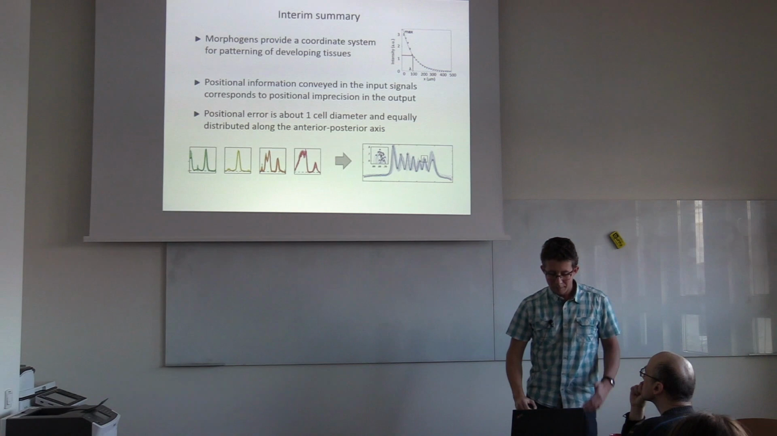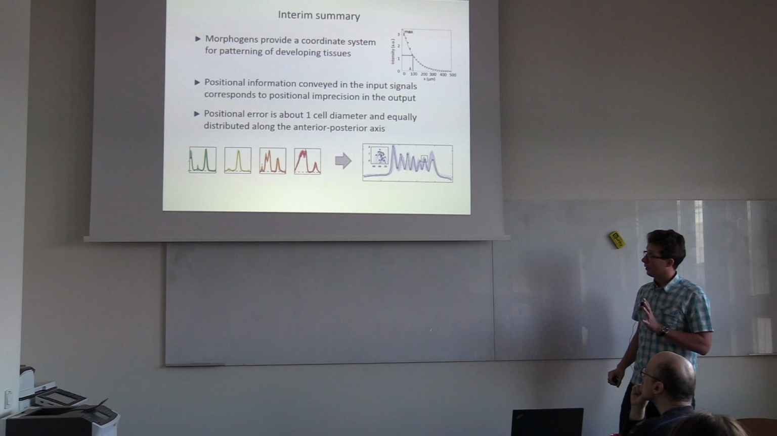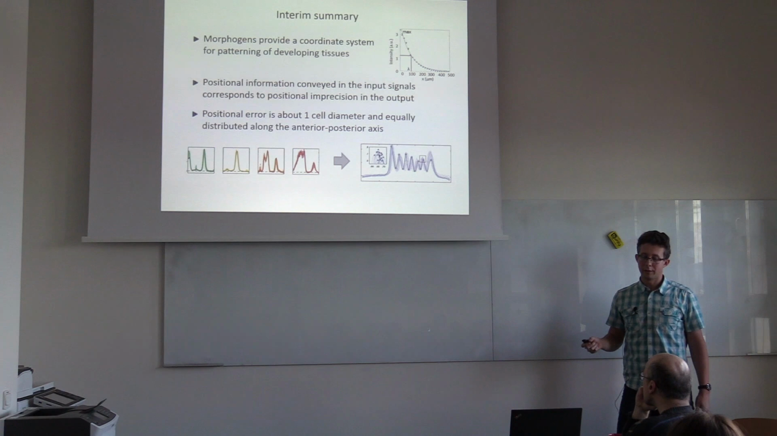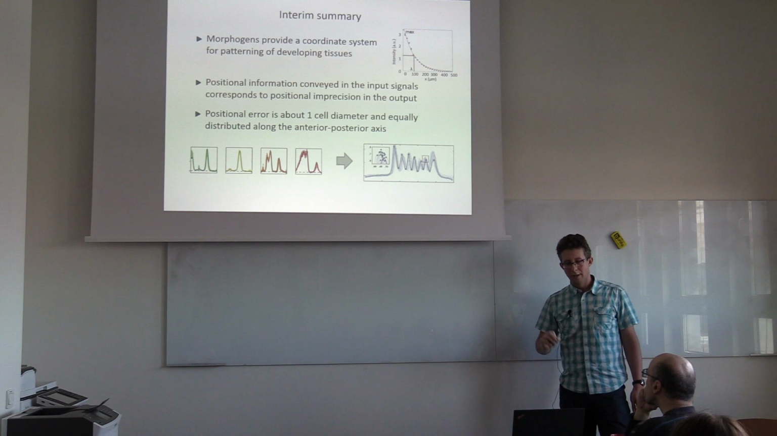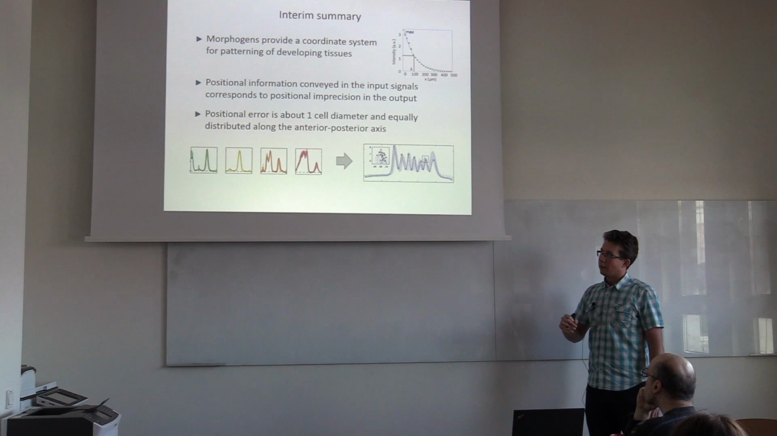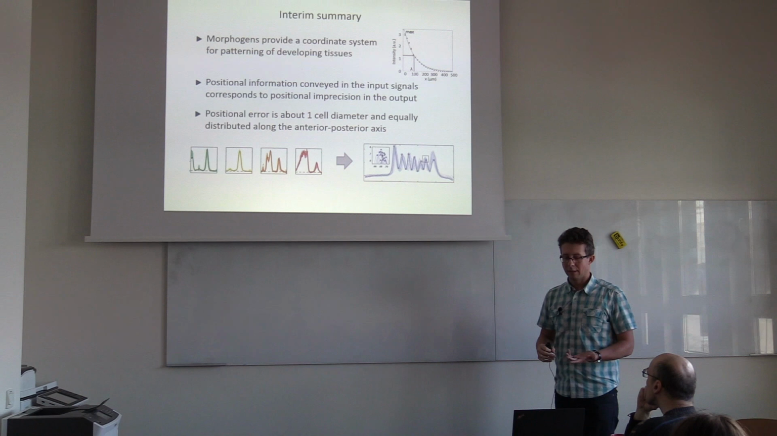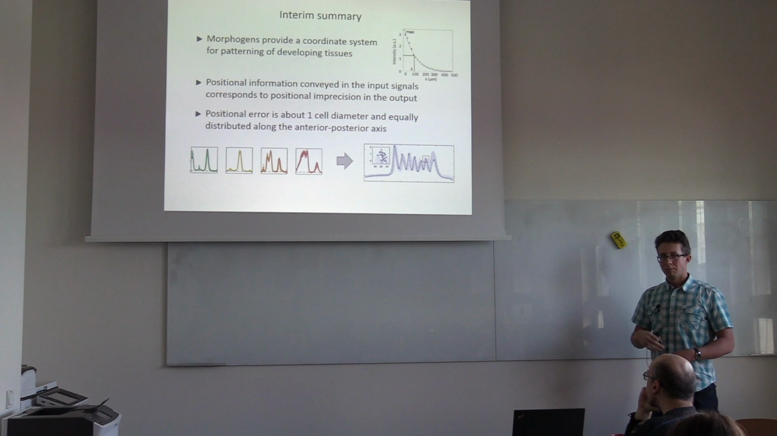Okay. And now let me summarize this introductory part by saying what we learned. Morphogens provide a coordinate system for patterning of developing tissues. I brought back this panel here with the exponential decay fitted to highlight that the positional information in this developing system is quantitative. One could estimate the biophysical parameters like the diffusion constants, degradation times, propose different models and test them.